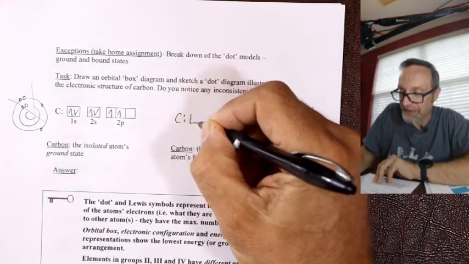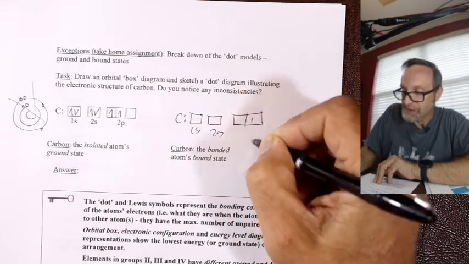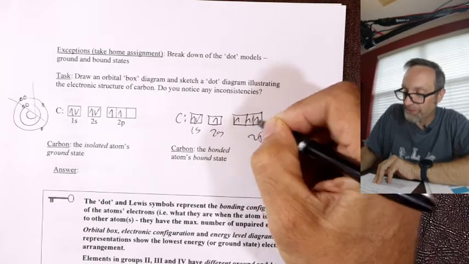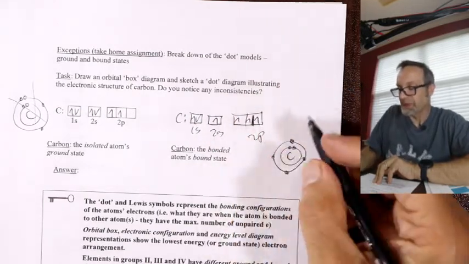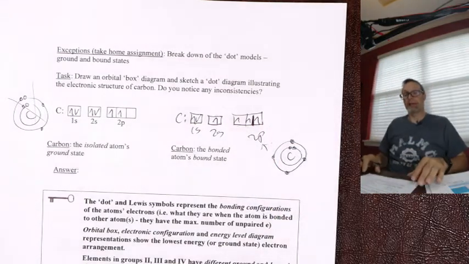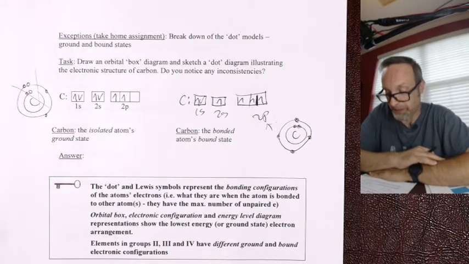So the bound state is 1s, 2s, 2p, 1, 2, and the 1 gets promoted, right? There it is. 1, 2, 3, and 1. So that's 4, right? So bound state configurations for columns 2, 3, and 4 are different than the ground state configurations, and that's the only columns where that applies.